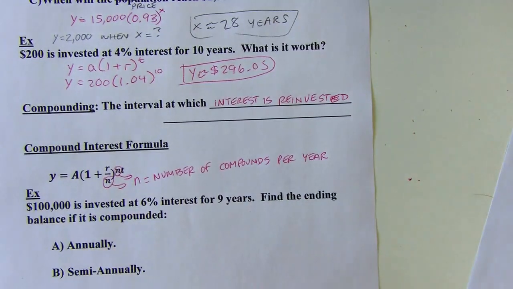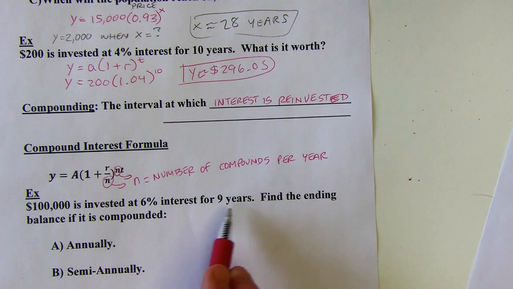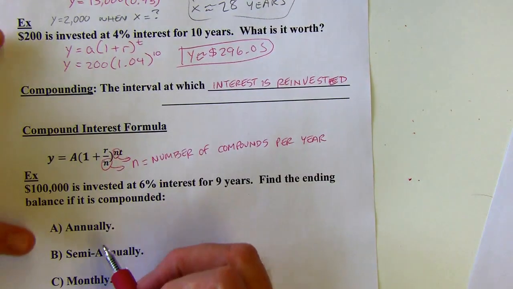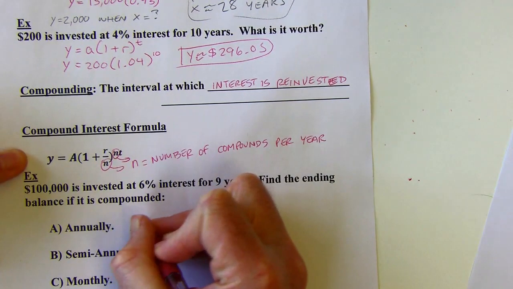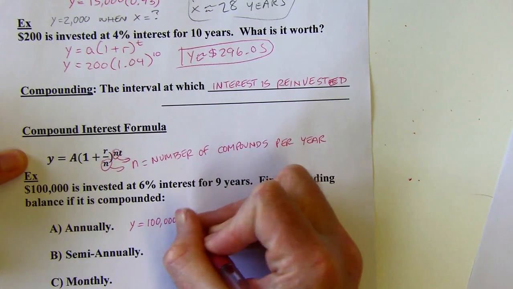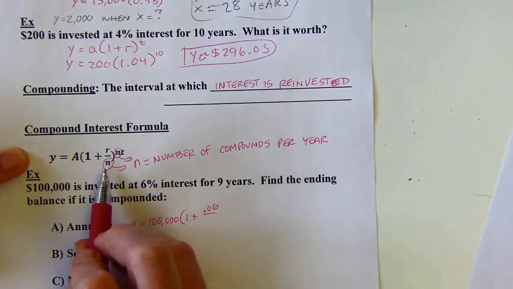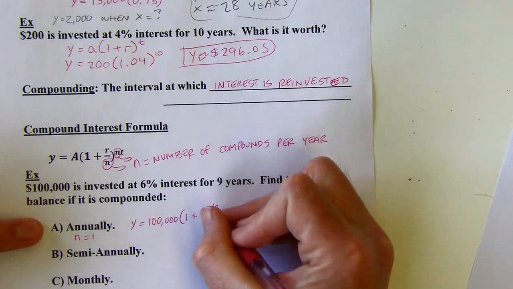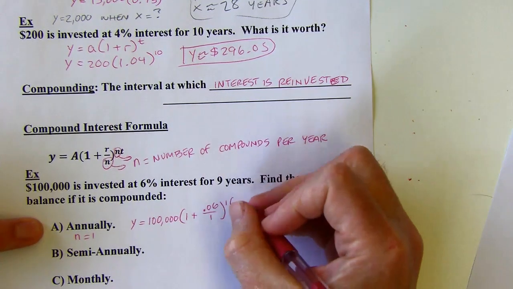Okay, so we've got $100,000 at 6% interest for 9 years, but this time we're going to be compounding at a different interval. So let's find the balance if it's compounded annually, just like this was compounded annually. Using this formula, we've got $100,000 as the initial investment. The rate is going to be 6%, so 0.06. Number of compounds per year: when it's compounded annually, that means you're compounding once per year. So I've got a 1 up there for that other n, and the time is 9 years.